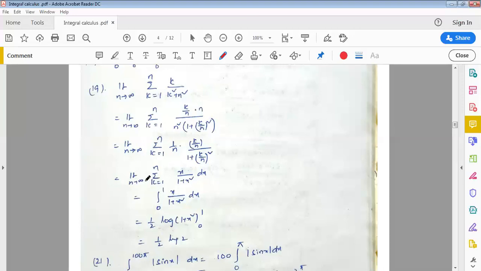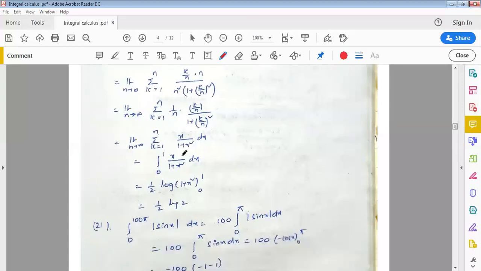So once again I am telling, in place of k by n we write x, and in place of 1 by n we write dx, so that the function becomes x by (1 plus x square), and 1 by n is dx. In place of limit n tends to infinity sum k equals 1 to n we get integral 0 to 1, so we have to integrate this particular function with respect to x.